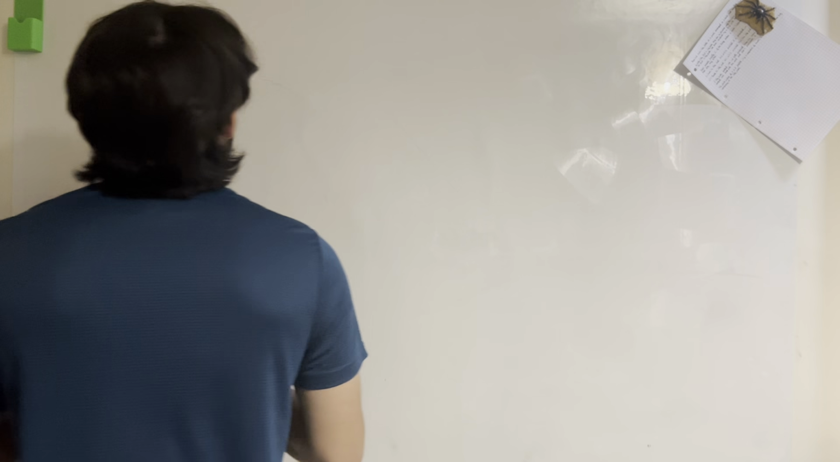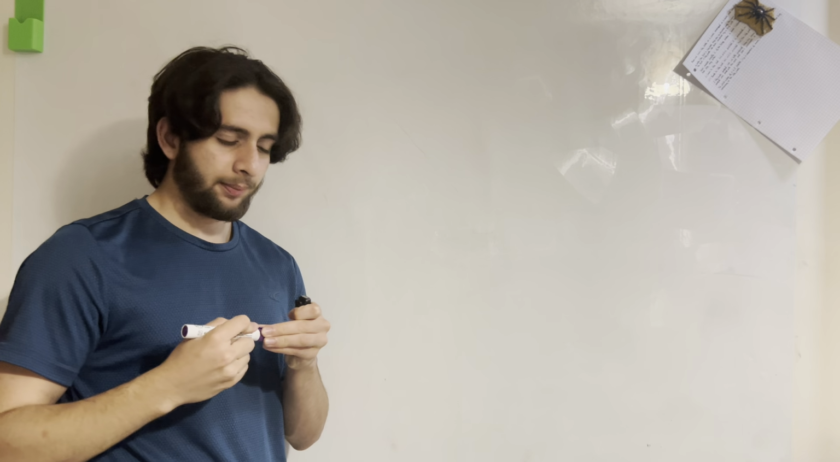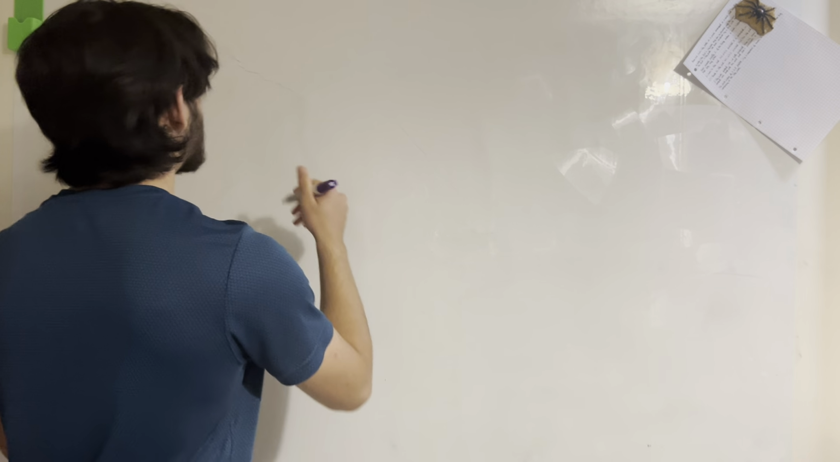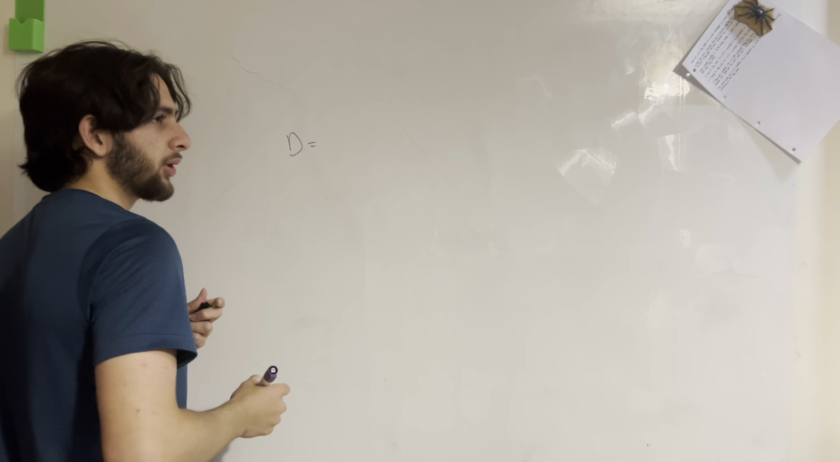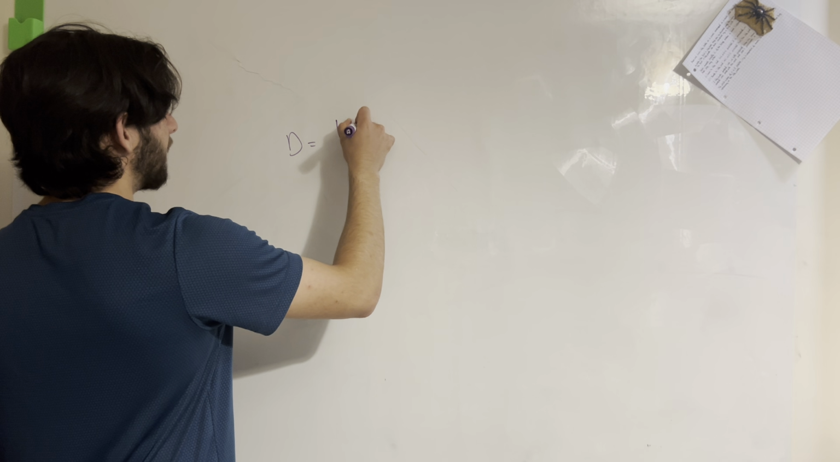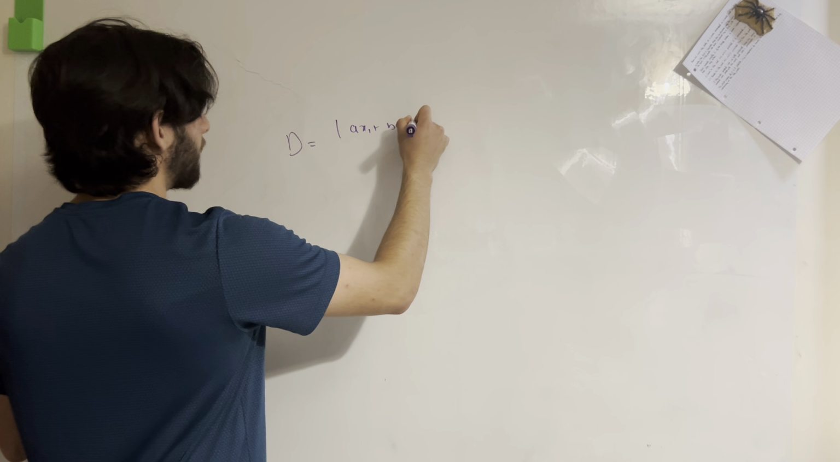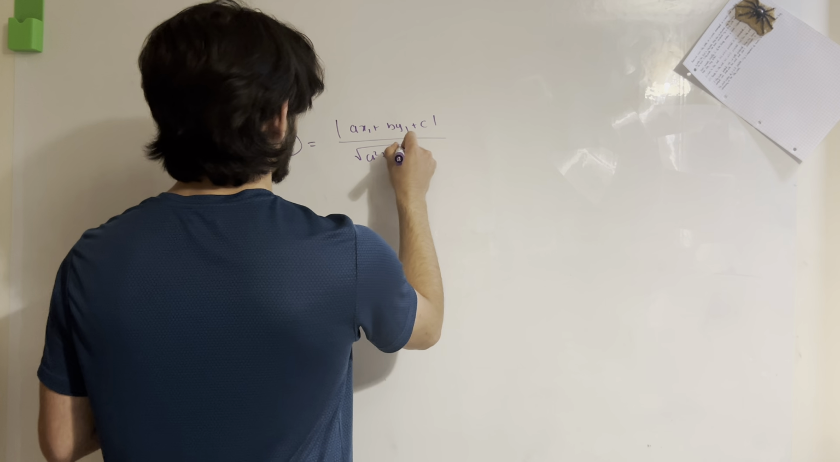But I want to go back to our point distance formula. So what I wrote on the board was this. D equals, and D being the shortest distance between a point and a line, being (ax1 + by1 + c) divided by the square root of a squared plus b squared.